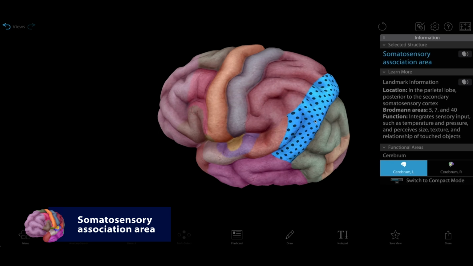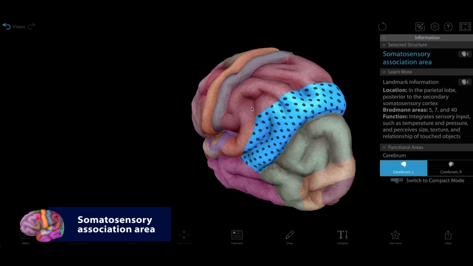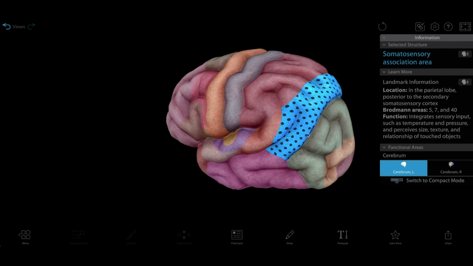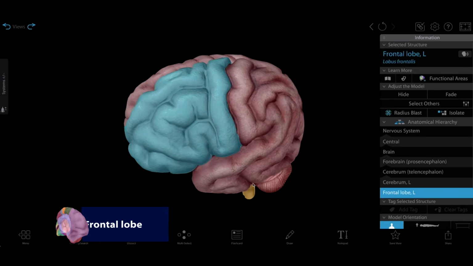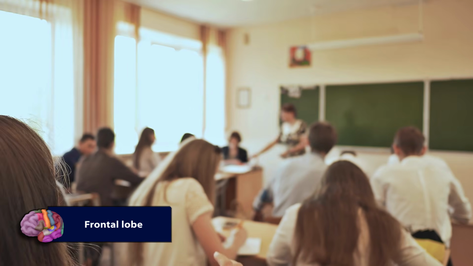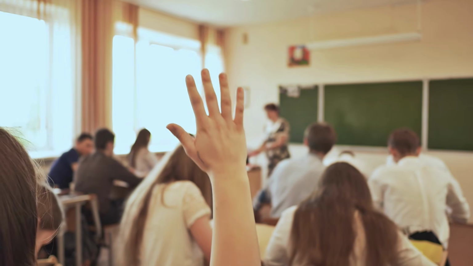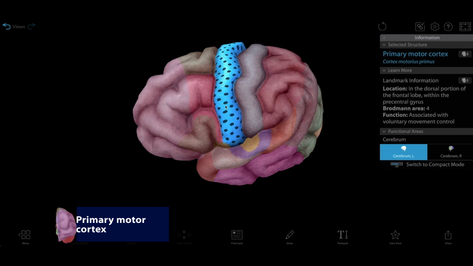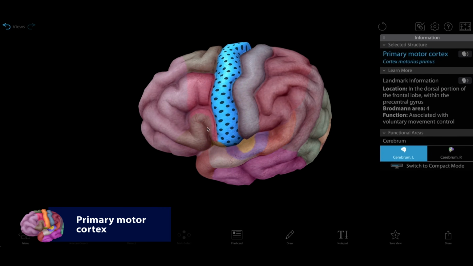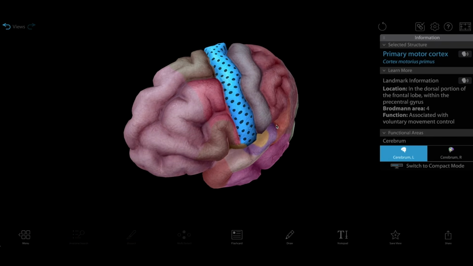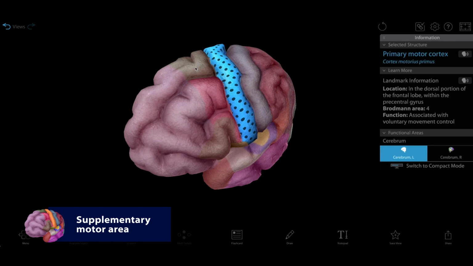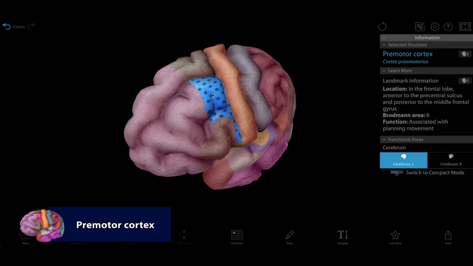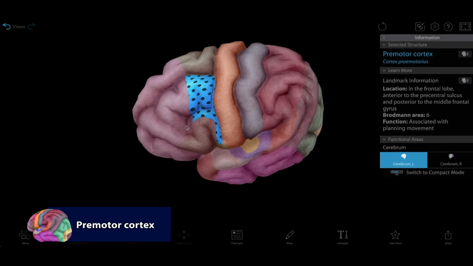Next is the somatosensory association area, which integrates this processed sensory input, producing perception and meaning. Now let's move to the frontal lobe, which is responsible for a ton of cognitive and motor abilities. The primary motor cortex is located anterior to the central sulcus and is associated with voluntary motor control, like typing on a keyboard. Anterior to the primary motor cortex are the supplementary motor area and premotor cortex, which plan movements.